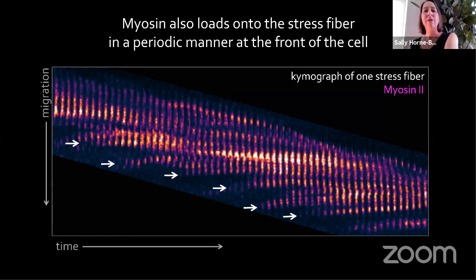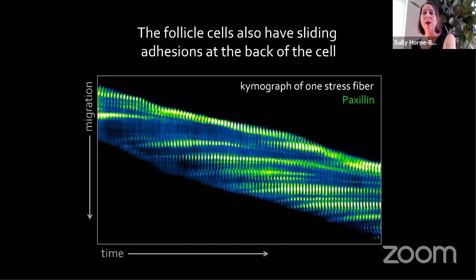Okay, so finally, I want to show you one more kymograph. This time, we're looking at the adhesions associated with one stress fiber. But I want to draw your attention to this very last adhesion at the back of the cell. These adhesions are typically larger than what we see in the center of the stress fiber. But even more interestingly, these adhesions travel with the back of the cell, sliding along as the cell moves.